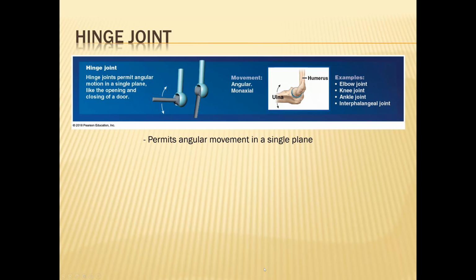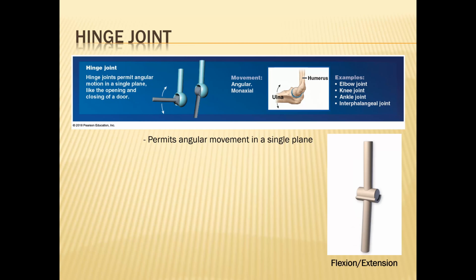The next type of joint is a hinge joint, and this works a lot like a hinge on a door. So it permits angular movement in a single plane. So if we look at a video, a hinge joint just allows this one type of movement in one plane of motion, and hinge joints allow joints to flex and extend, and that's all.